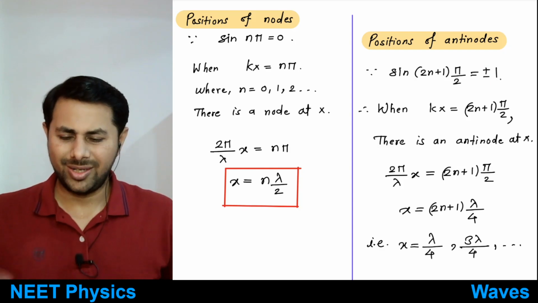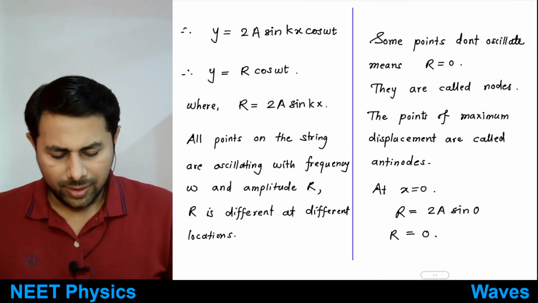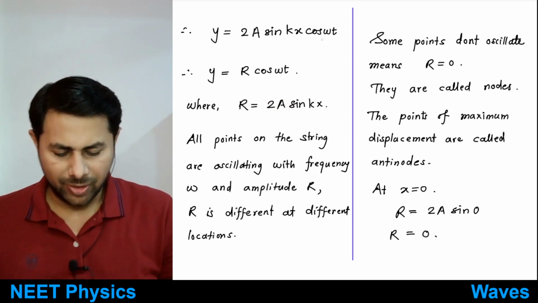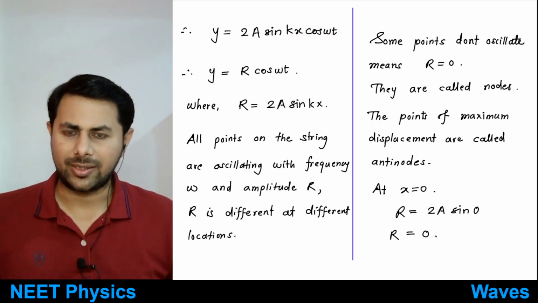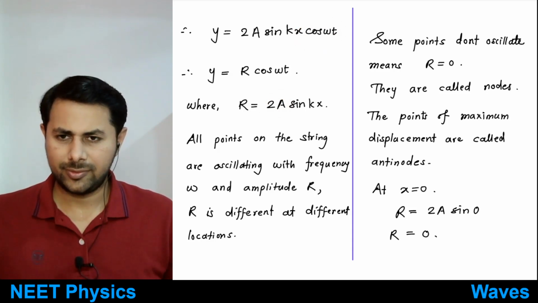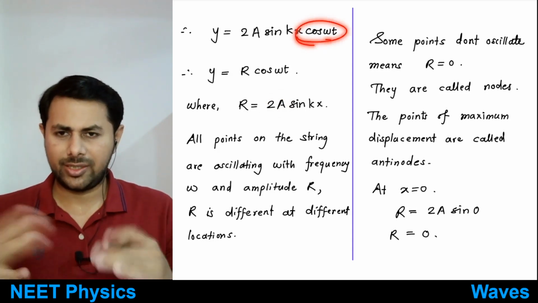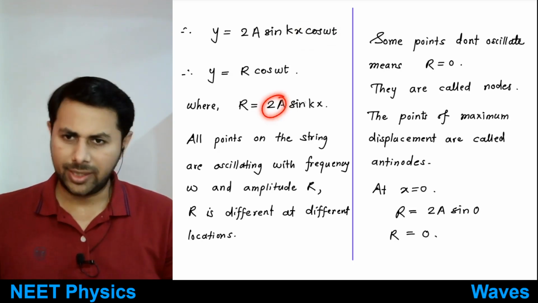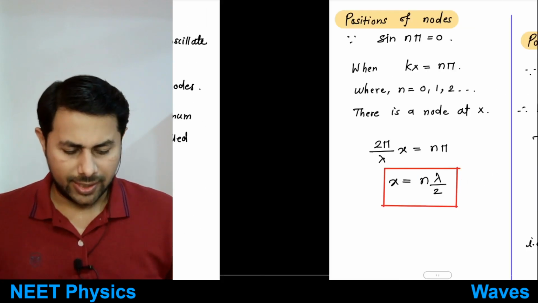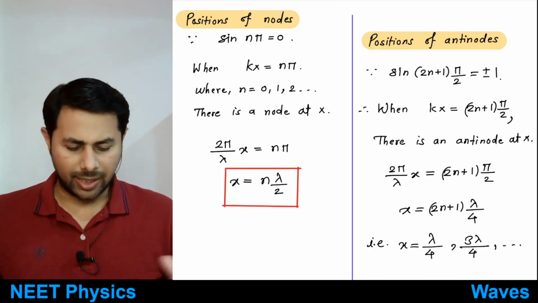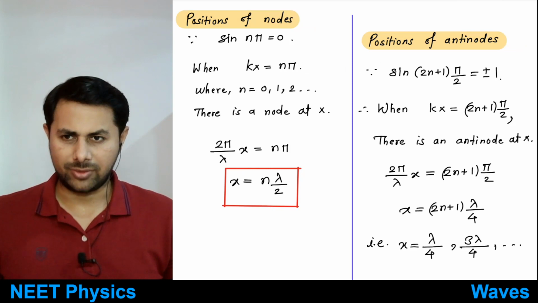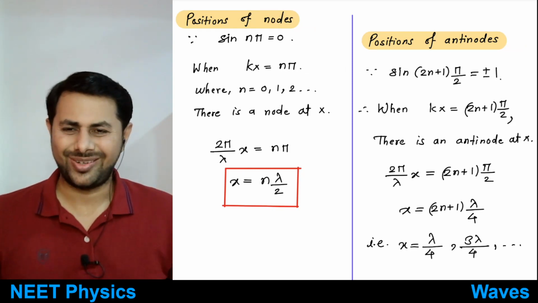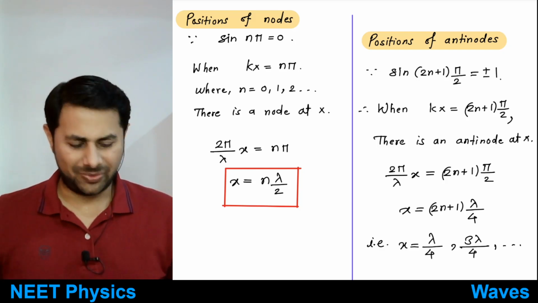So plus 1 is also okay, minus 1 is also okay. Because the amplitude is positive or negative, but its phase will depend on this cos of omega t factor. This cos of omega t will determine whether the particle will move up or down. So plus 2a is okay, minus 2a is also okay. So at the antinodes, the magnitude of amplitude is 2a. It will just move up or down.